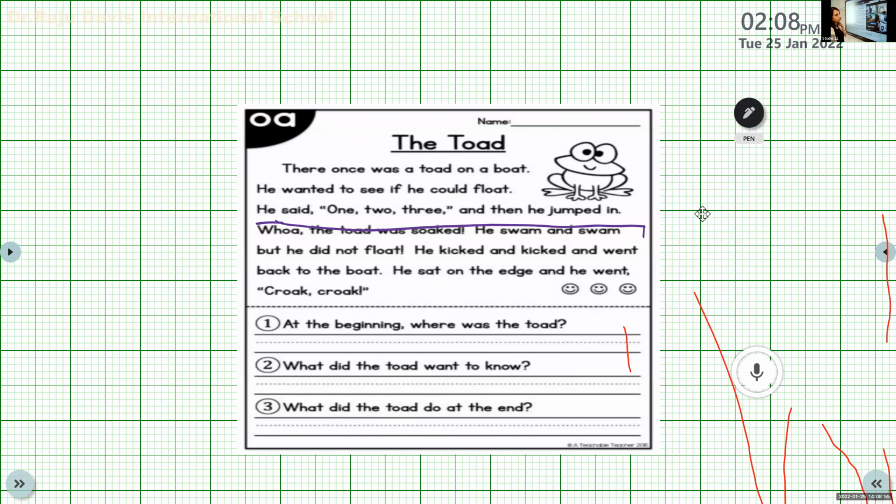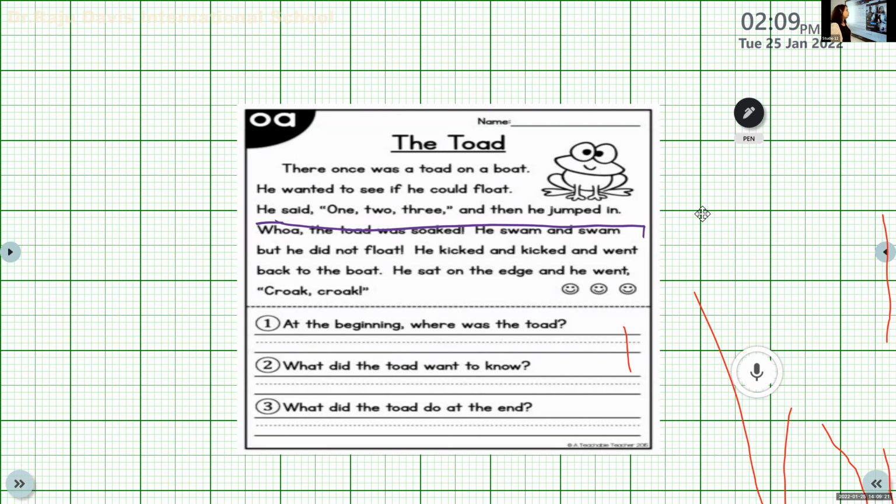There was a toad on a boat. He wanted to see if he could float. He said, 1, 2, 3. And then he jumped in. Good.